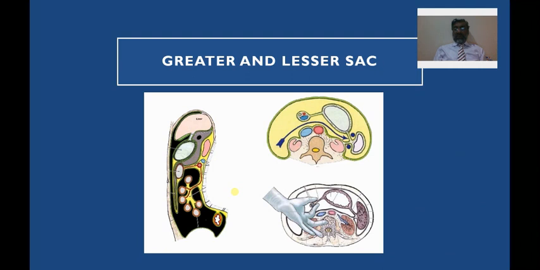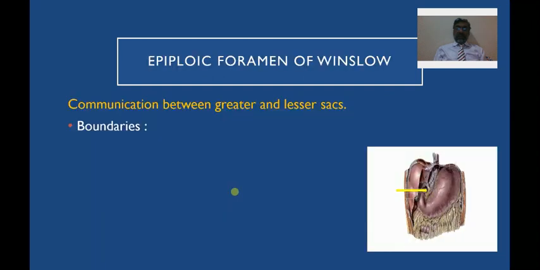This picture shows you two major compartments of peritoneum. One is greater and the other one is lesser sac. We will describe these in next slides. What is epiploic foramen? This is the communication between these two major portions, that is between greater and lesser sacs.